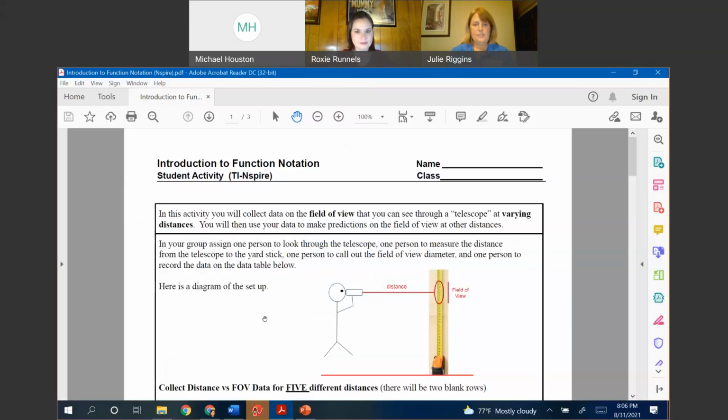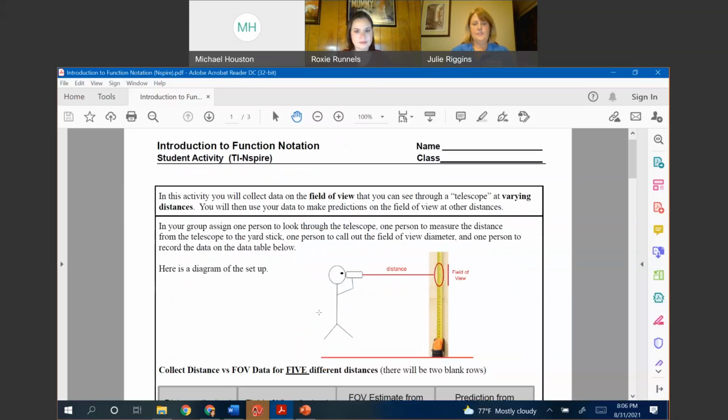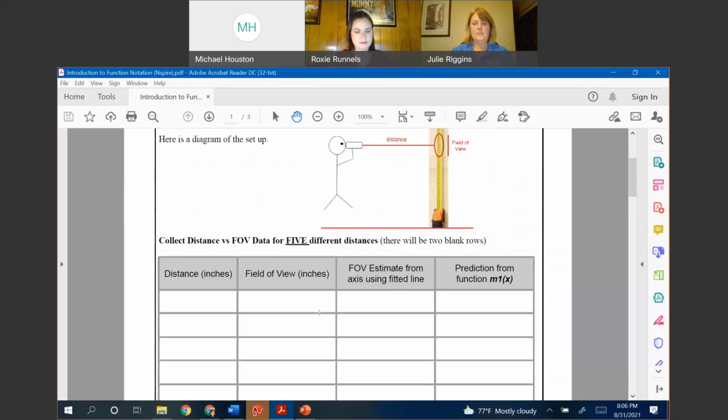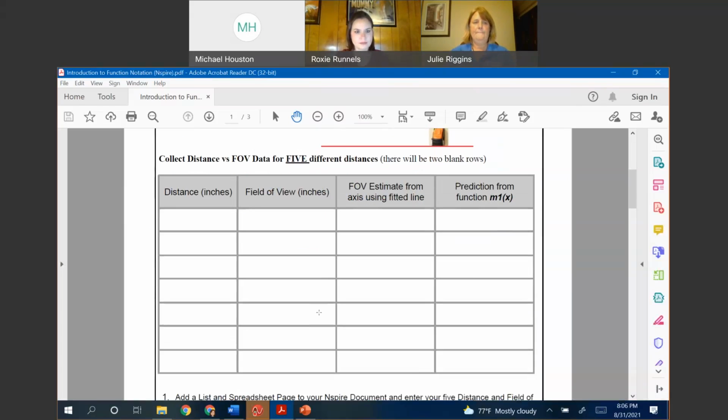This is the student handout, and they also get the diagram of the setup. And here's their data table. They're going to collect distance and field of view data for 5 different distances. Notice there's more than 5 rows, but they're only going to collect 5 data points.